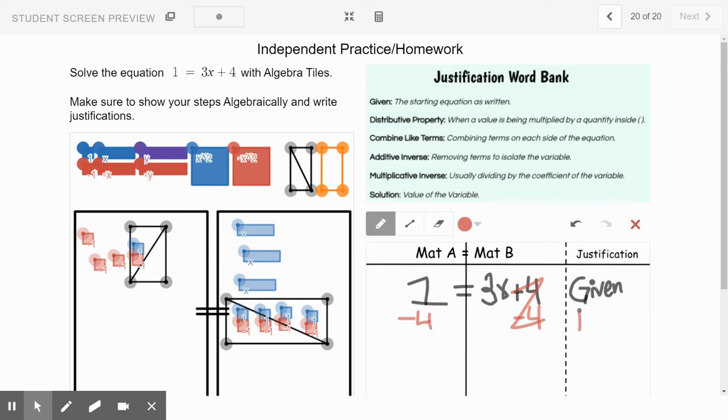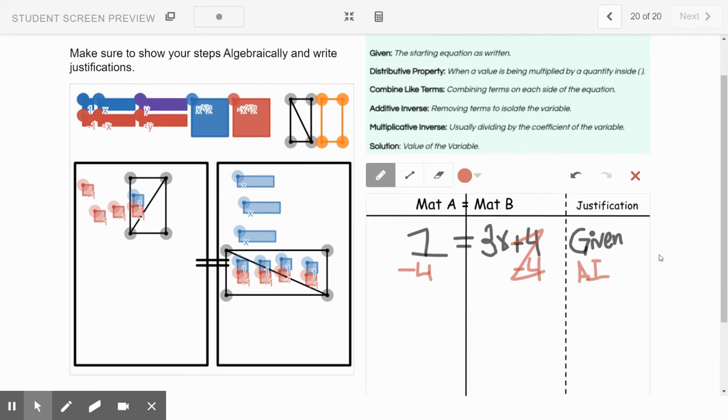Okay, and my justification is additive inverse. For short, you can just write AI because I don't want to make you write a ton here. However, if you were typing this, then I would definitely want you to write additive inverse. Or if you were handwriting this, I definitely want you to write additive inverse. For the purpose of this, I don't want to make you cram additive inverse in a small space, so don't worry about it.